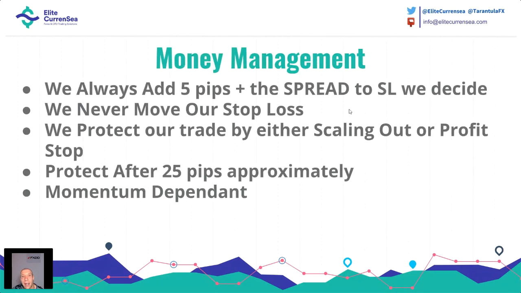Now, regarding money management, this is how I do it, and simply, guys, for MTF trading, no matter if you trade 15-minute, 5-minute, 1 hour, or 30-minute, this is important. I always add 5 pips plus the spread to the stop loss that we decide, or you decided. We should never move our stop loss. We protect our trade by either scaling out or profit stop, and usually if you go on 1 hour chart, you protect after 25 pips, and it's always momentum dependent.